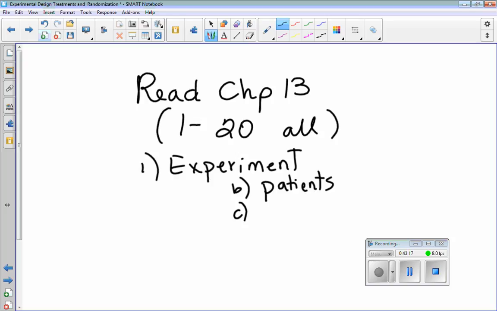I'm sorry, what, Steve? The placebo does not count as a factor. It counts as a level of treatment. Okay? High and none, high and low, whatever they happen to give you. Okay? All right, so are there any questions as to what I'm asking you to do? All right, that's it.